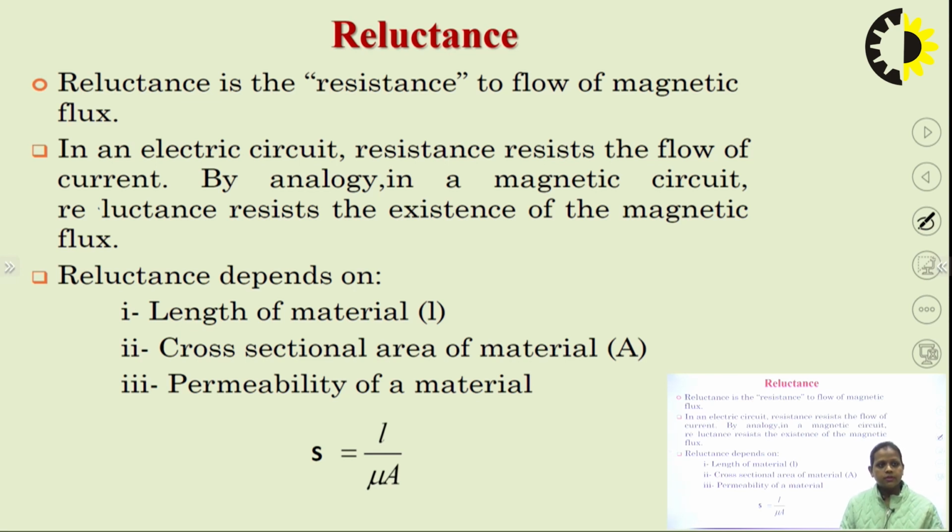So, by analogy we can compare it with the electrical circuit resistance; reluctance opposes the magnetic flux, and this reluctance depends upon the length of the material, the cross section area of the material, and the permeability of the material. So, we can define S is equal to L upon mu A, where mu is mu naught into mu r.